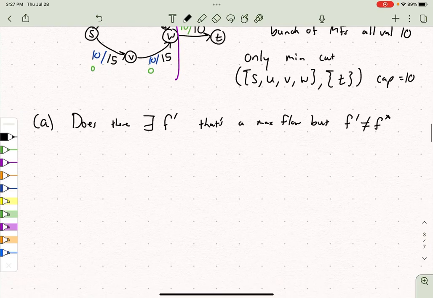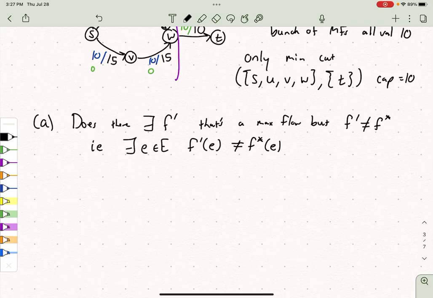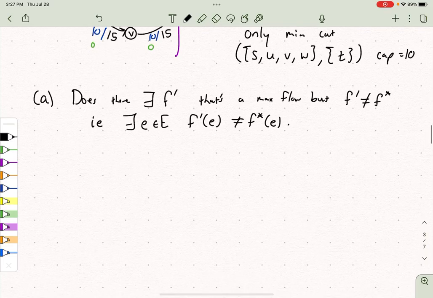So what does it mean for two flows to be different? Well, that just means there exists at least one edge for which F prime of e is different from F star of e. So there has to be at least one edge where they send different amounts of flow down that edge. Okay? So there's going to be a key characterization that's going to help us. So we'll have a lemma.